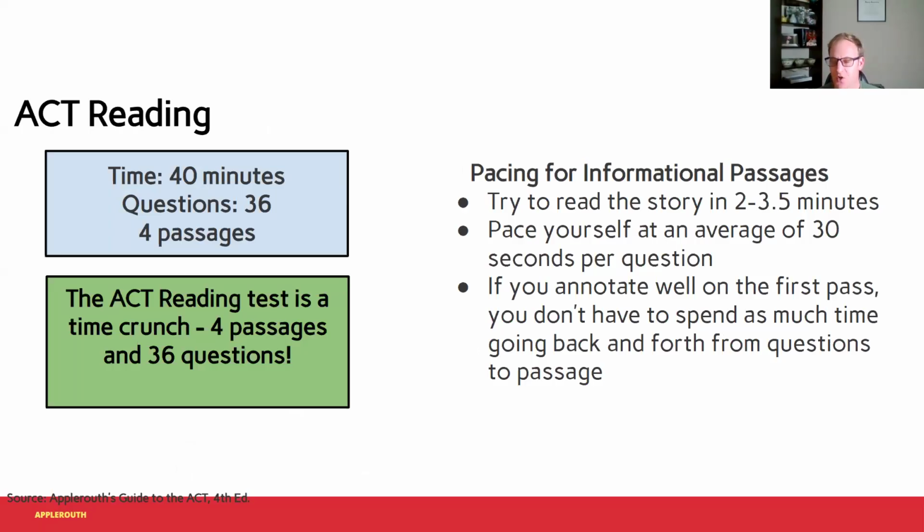3 of the 4 passages are what we call informational. So they're just fact-based. Try to read those in more like 2 to 3.5 minutes maximum. We have 10 minutes total per passage, but you want to read fast for the informational. And then we get about 30 seconds per question. So you have time to eliminate a couple answers, pick one, and move on.